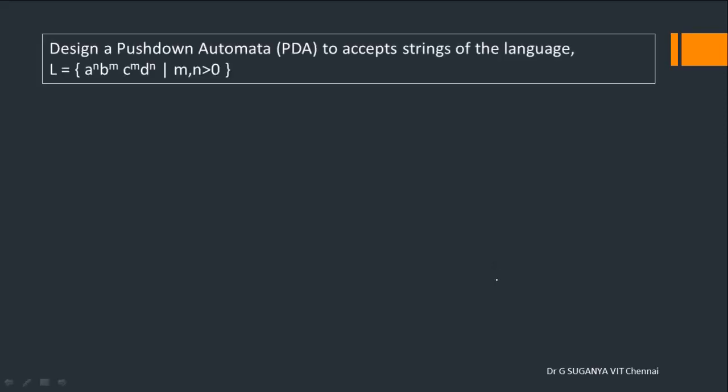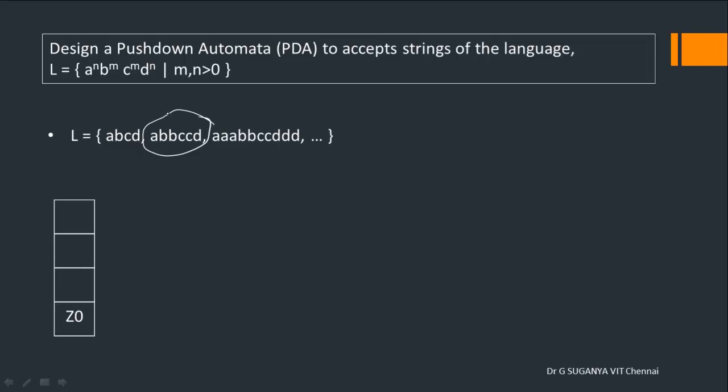Coming to the next problem, L is equal to A power n, B power m, C power m, D power n. So it's understood that A's and D's have to be the same and B's and C's have to be the same. And the sample words are given like this: A, B, C, D, A, double B, double C, double D, and it goes on. Let's take this sample and try to see the configuration of the stack.